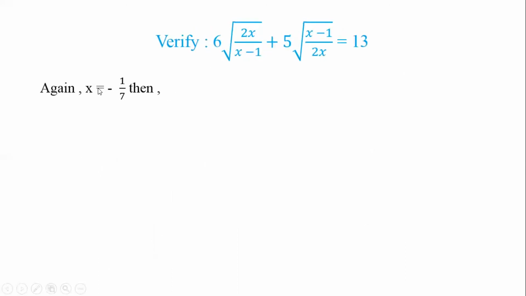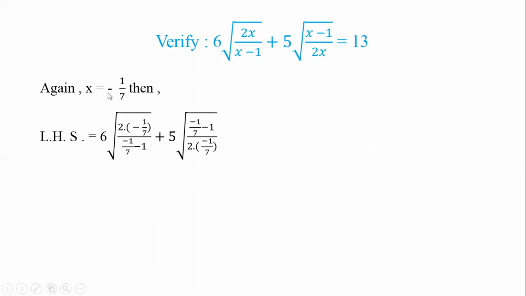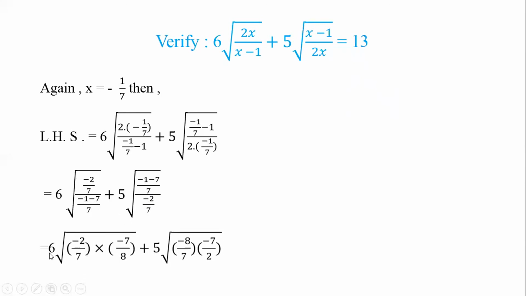Now we verify this equation for x equal to minus 1 by 7. Here if we put the value x equal to minus 1 by 7, then we get this term. As you know, 2 into minus 1 by 7 equal to minus 2 by 7, and x minus 1 equal to (minus 1 minus 7) by 7. Here we get 6 root over minus 2 by 7 into minus 7 by 8 plus 5 root over minus 8 by 7 into minus 7 by 2.